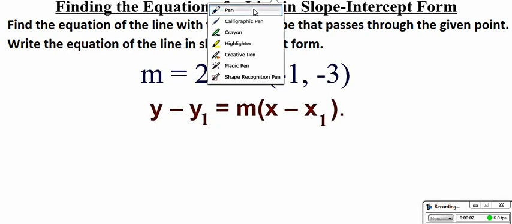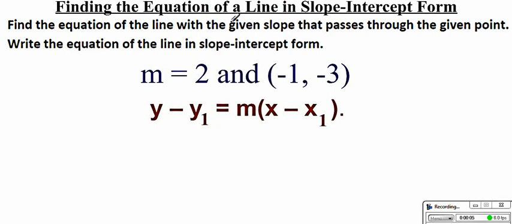Okay, here is a question that wants you to find the equation of a line in slope-intercept form. They give you the slope and they give you a point. So you're going to use the point slope formula because the y-intercept is missing.